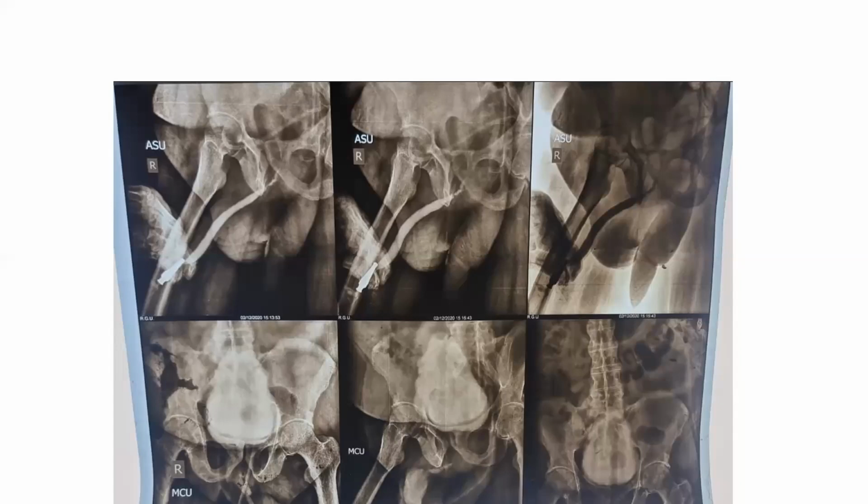Now, can you see the bladder? The shape is, sir, like a Christmas tree type. Pine-tree shaped, so there must be some neurogenic component as well. Correct. Yeah, go ahead. So what will you do now?